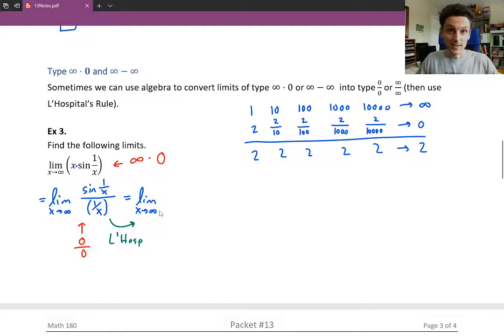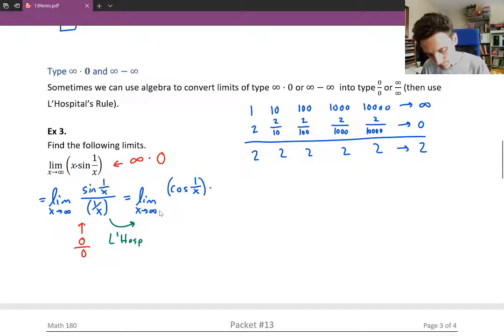Which means we have to take the derivative of sine of 1 over x. Now that's going to involve a chain rule because we have the 1 over x function inside of the sine function. The derivative of the outer function would be cosine, leave the inside alone, and then we have times the derivative of the inside function. Now the derivative of 1 over x is going to be negative 1 over x squared.